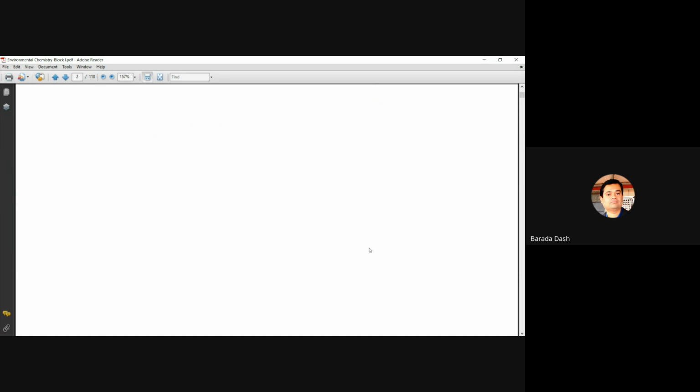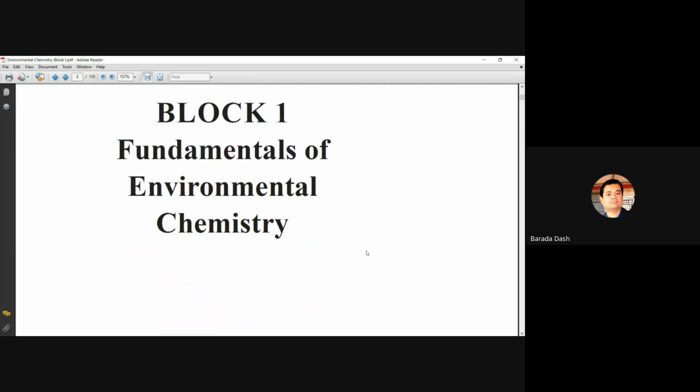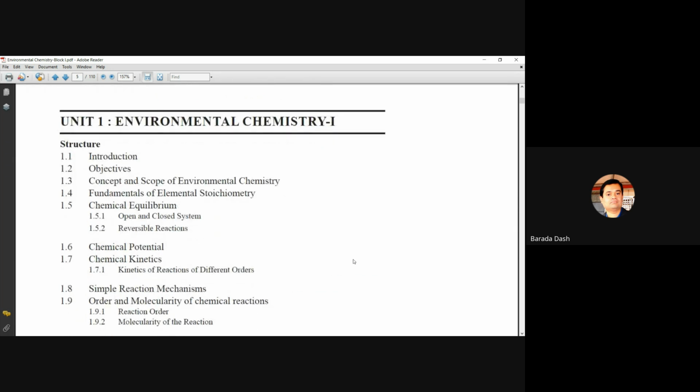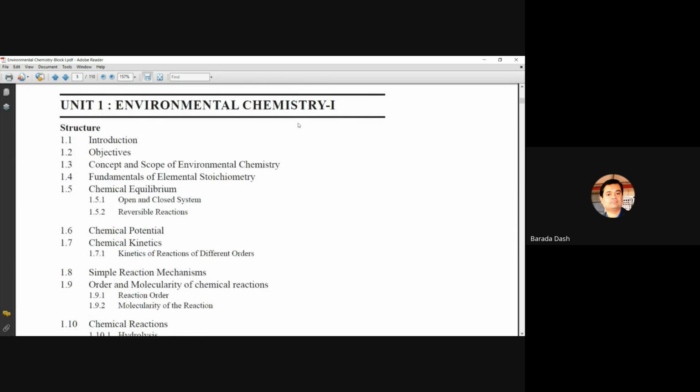the environmental chemistry syllabus. So today, let us start block 1, which is on fundamentals of environmental chemistry, and in that we will discuss the syllabus. What is unit 1? We will discuss environmental chemistry 1. In environmental chemistry 1, what are the subjects we are going to discuss? First, we will discuss the concept and scope of environmental chemistry, fundamentals of elemental stoichiometry. Am I audible to all of you?